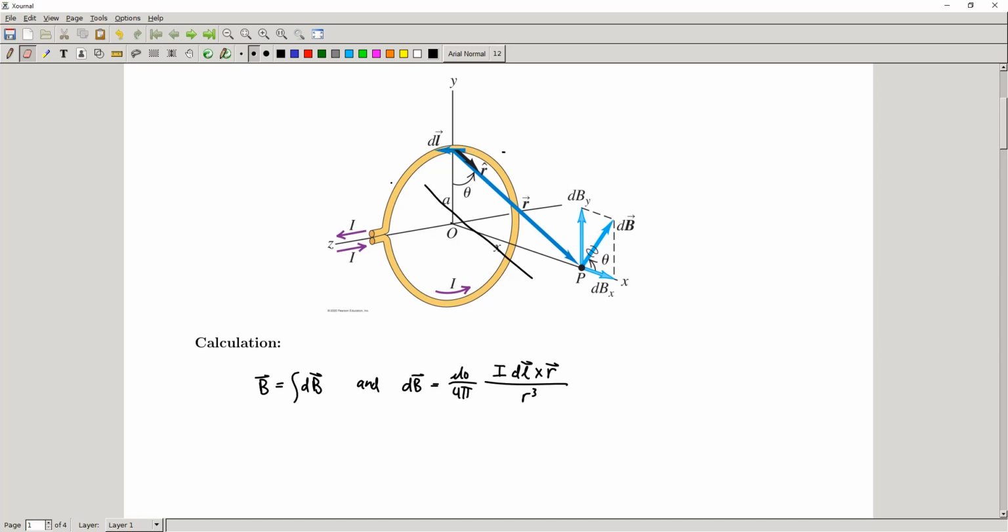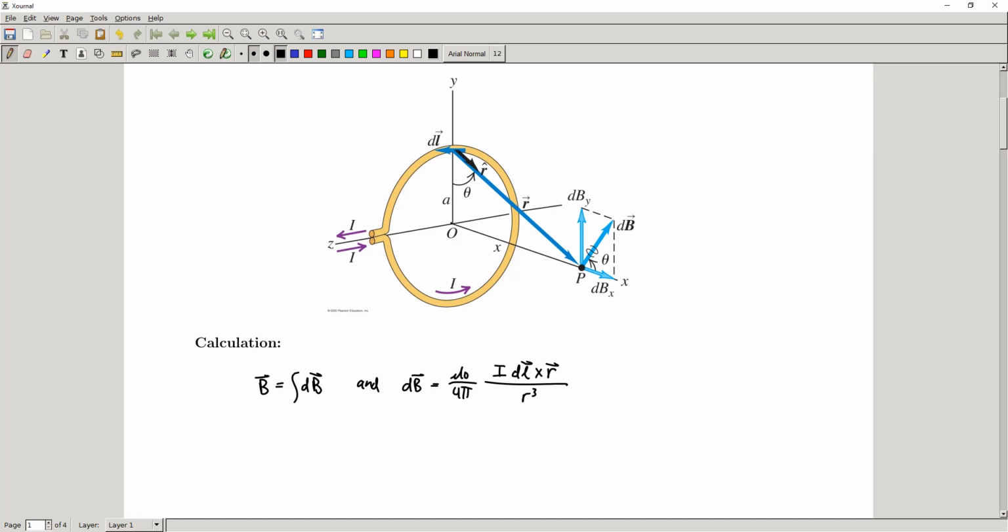Okay, so just think about it for a little bit here. You can see that dB is perpendicular to r, and it's also perpendicular to dl. Okay, so because of this, we're going to be able to get rid of this cross product. But before I start writing that down, let's take a look at our dB and see that we could break it up.